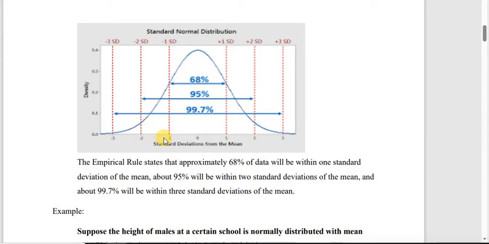So what does it tell us? It tells us that about 95% of our data will be within two standard deviations of the mean. And lastly, on the same perspective, we can observe that about 99.7% of the data will be within the third standard deviation of the mean.